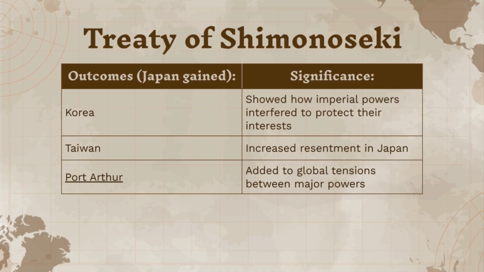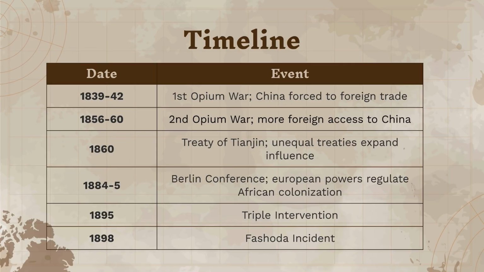And overall, imperial expansion increased competition, strengthened some of the alliances, and created repeated international crises. While some disputes were resolved through diplomacy, tensions continued to rise, contributing to instability in global relations. Here's the timeline, and that's it.